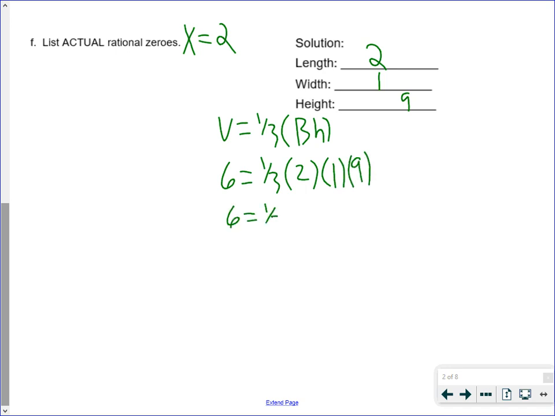So we multiply everything out. 6 equals 1/3. 2 times 1 times 9 is 18. And 1/3 of 18 is 6. That means we're correct. Our answer works.